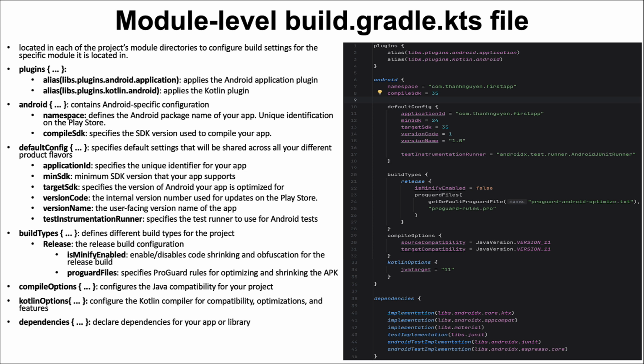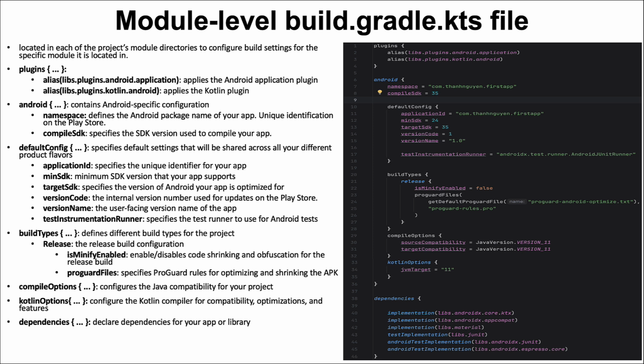Next, the release block inside the build types block is the release build configuration for our app. In this release block, we define minifyEnabled to enable or disable code shrinking and obfuscation for the release build, and ProGuard files to specify ProGuard rules for optimizing and shrinking the APK.